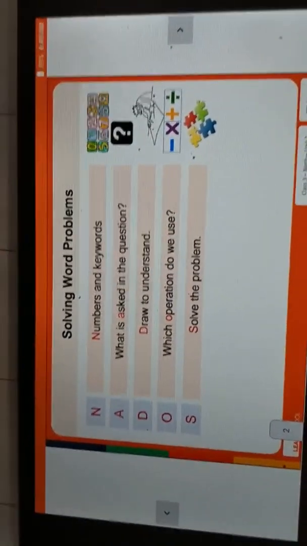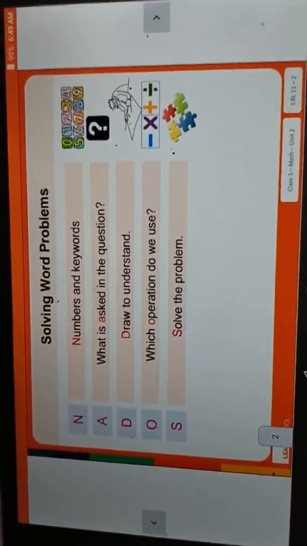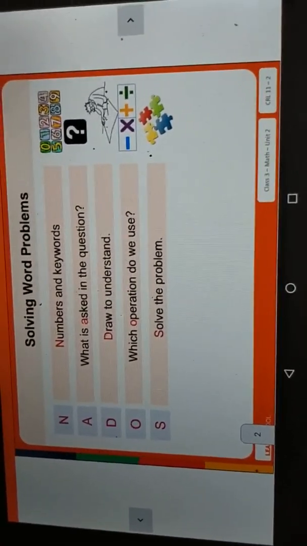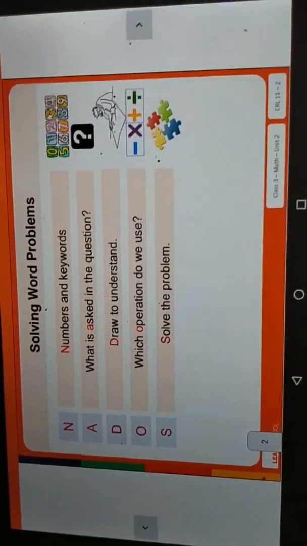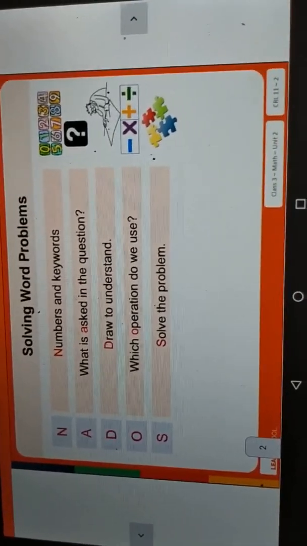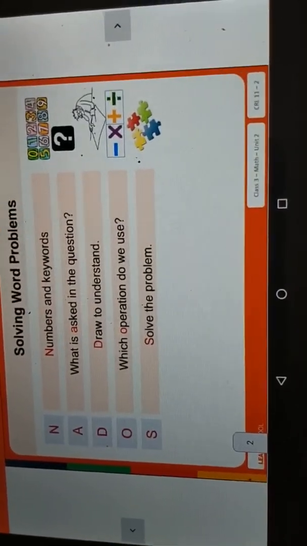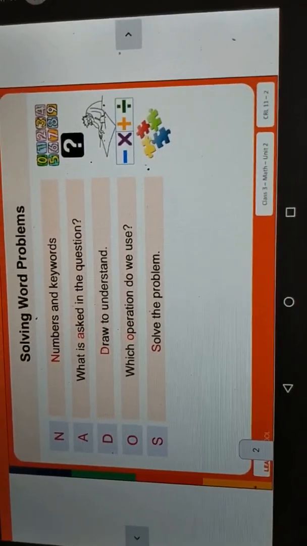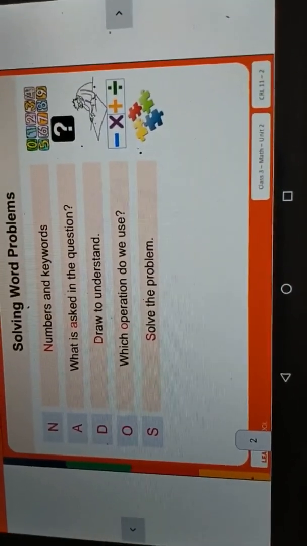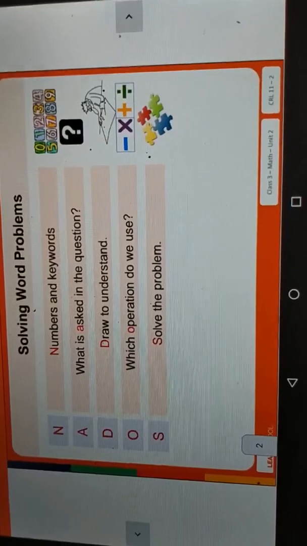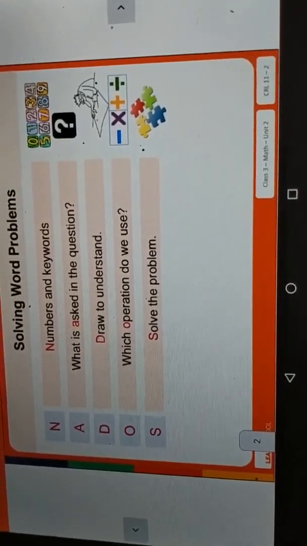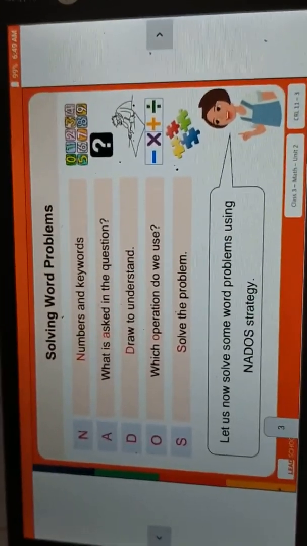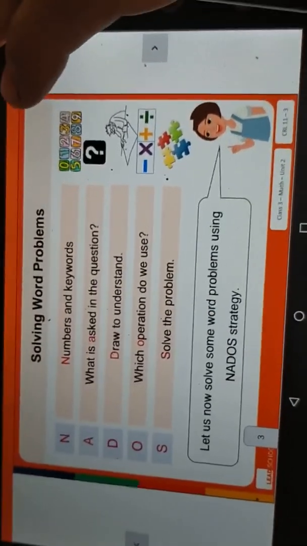So students, whenever we start the word problems, we'll use the NARROWS method. Correct? In that NARROWS method, we have to write N, A, R, D, O, S. Step number 1, N means numbers and keywords. A means what is asked in the question. R means draw a row for understanding. O means which operation we'll use. And S means solve the problem. So students, let's now solve some word problems using the NARROWS strategy.